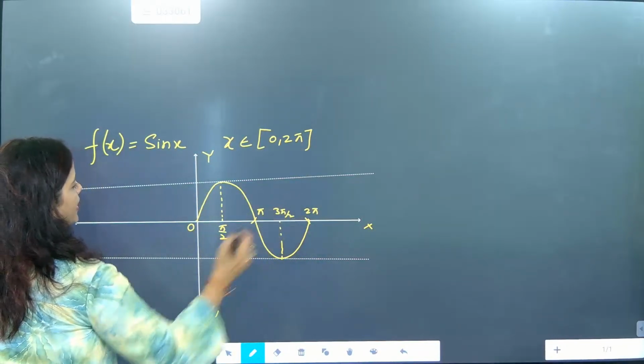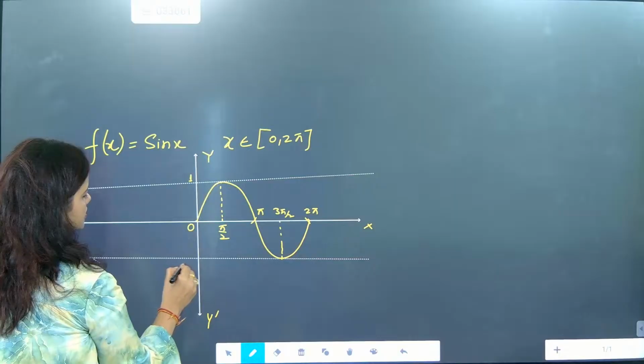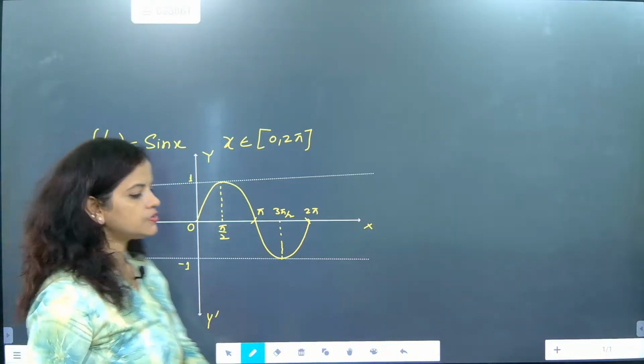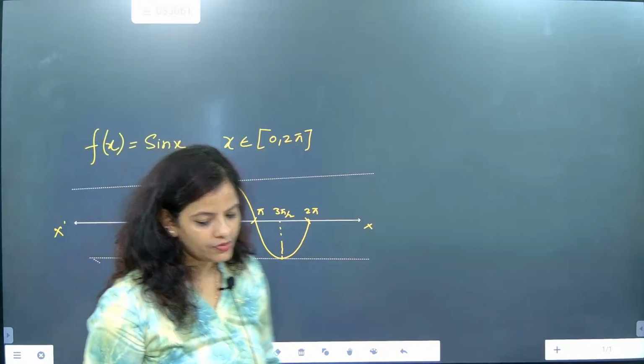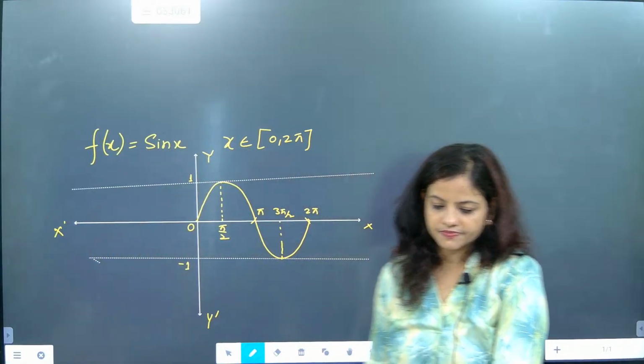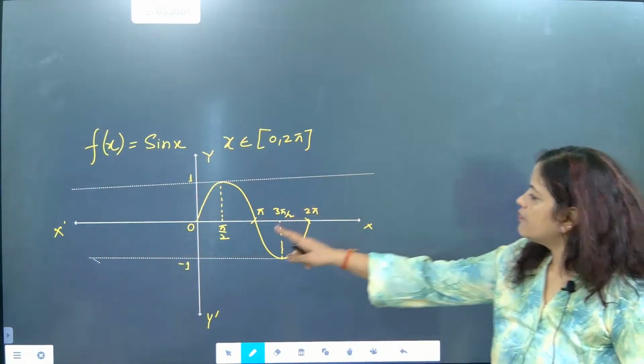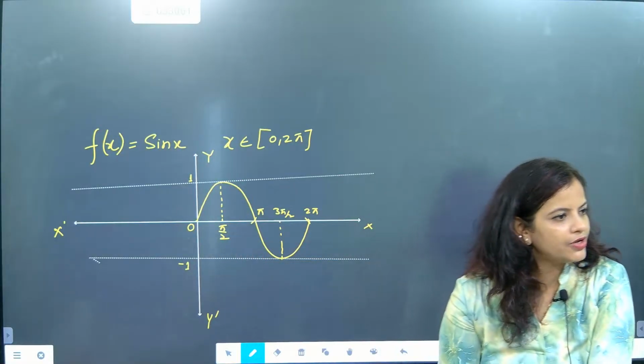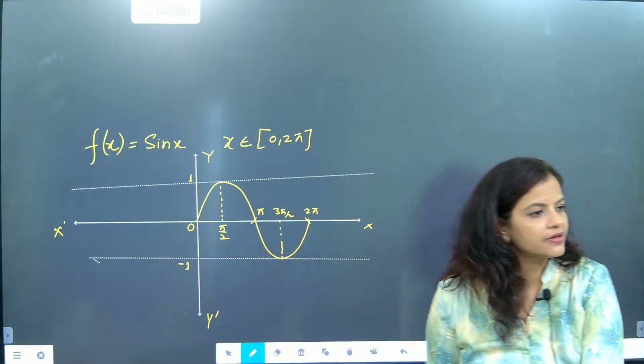Only 0 to 2 pi I am going. Okay, this is 1 and this is minus 1. What did you learn here? So all the intervals when you are going for one value, understood? Here, beta, the first time when you put sine pi by 2, you are getting the maximum, correct?